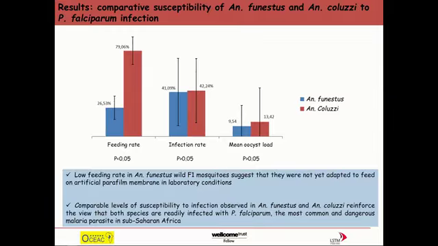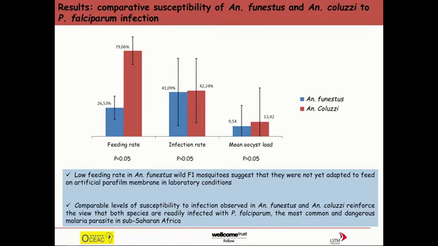When we compare the susceptibility of Anopheles funestus to that of Anopheles coluzzii, we show that the feeding rate in Anopheles coluzzii was high compared to Anopheles funestus. And this is normal because this Anopheles coluzzii strain is now well adapted to feed in insectaries. It has been maintained for over 10 years in the insectary.